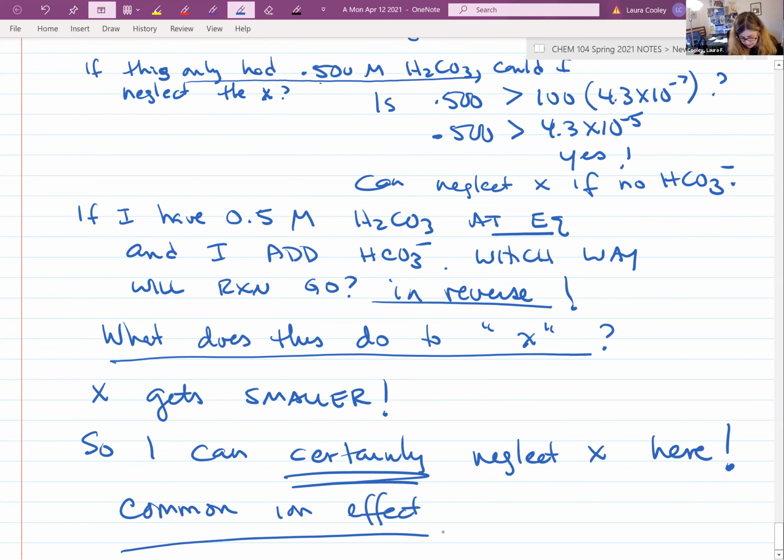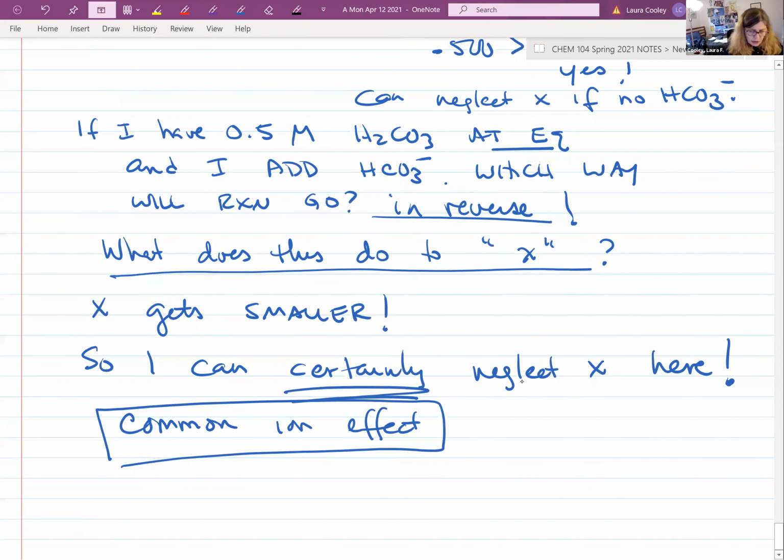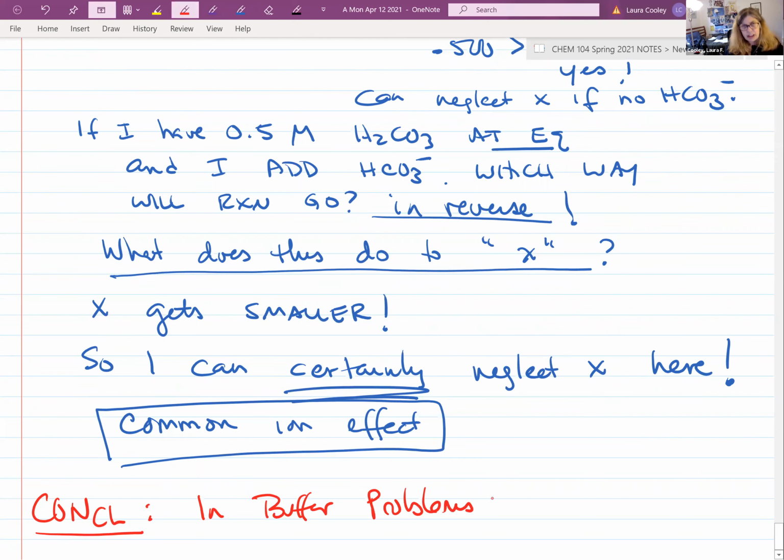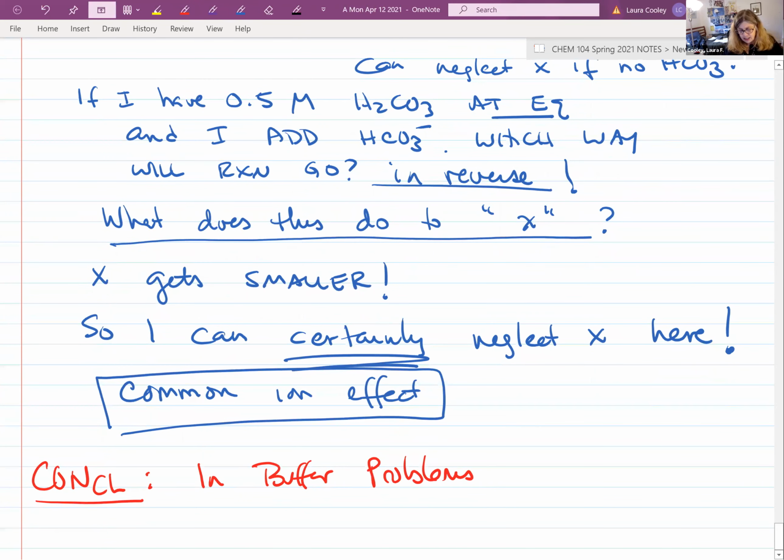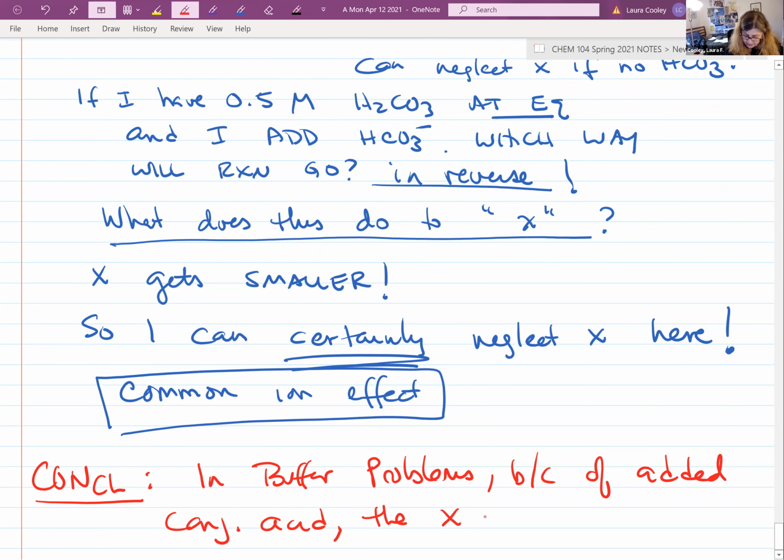which we actually studied in lab last week. We added acetate to a solution of acetic acid, and we saw that the pH went way up, which means the amount of H3O plus went down, which means we can neglect the X even more so. So here's my conclusion, and this is really the only thing you need to know. In buffer problems, because of the added conjugate base, the X may always be neglected.